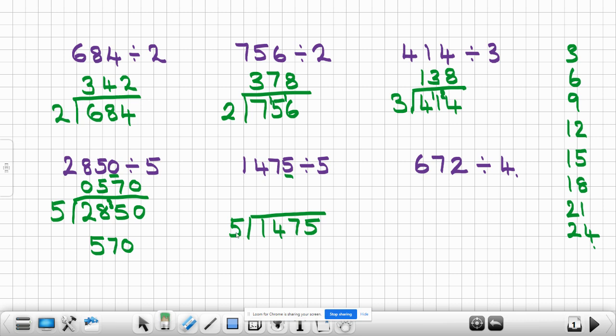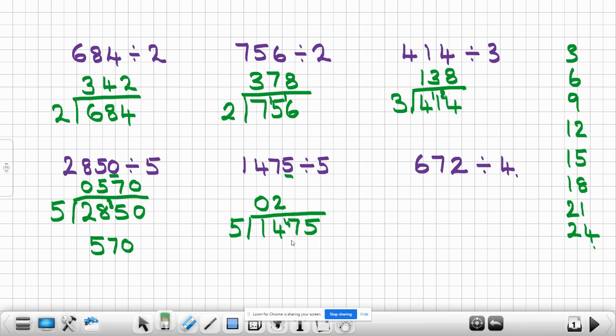Right, let's go. So 5's into 1. We're not going to get a whole amount out of that. Now we're going to use that 1 and carry it over to the 4 to make 14. 5's into 14 goes twice. 2 times 5 is 10. So we're going to carry that 4. And now we have 5's into 47.